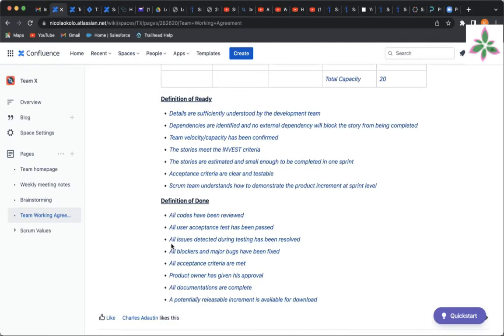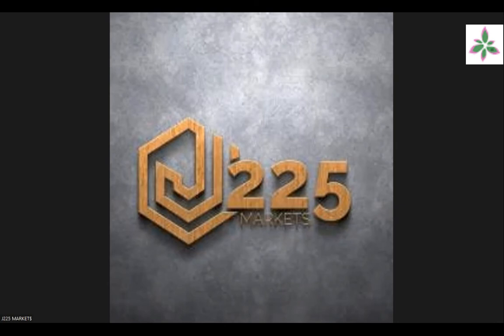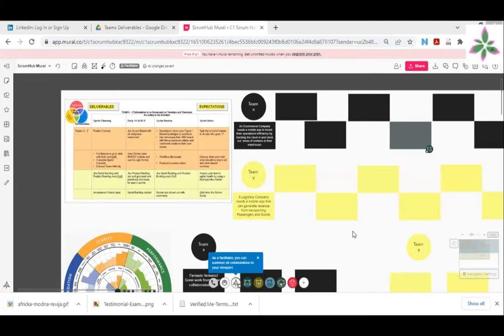So I'll just move now to the Mural board, and then I will also take 2 comments. I can see that a lot of mouse clicks are happening on the Mural board. So I'll just share that with us.